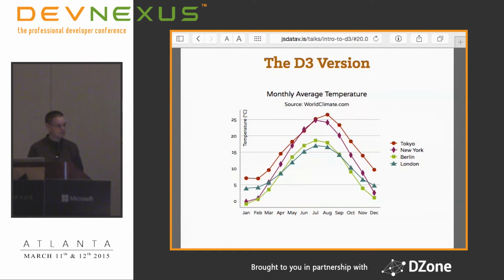And that is the result of the code that we just created. That's the D3 version of the Highcharts graph. It's not exactly the same, but it's pretty darn close.